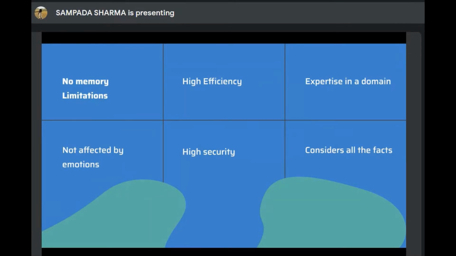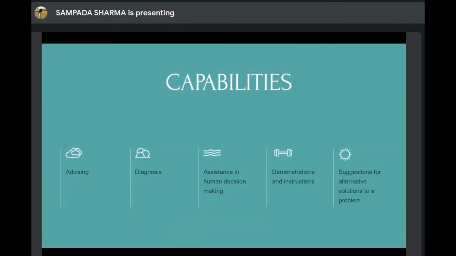Not affected by human emotions. As it is not a human, it's not clouded by emotions in its judgment. High security, they provide high security, they check and consider all the facts.